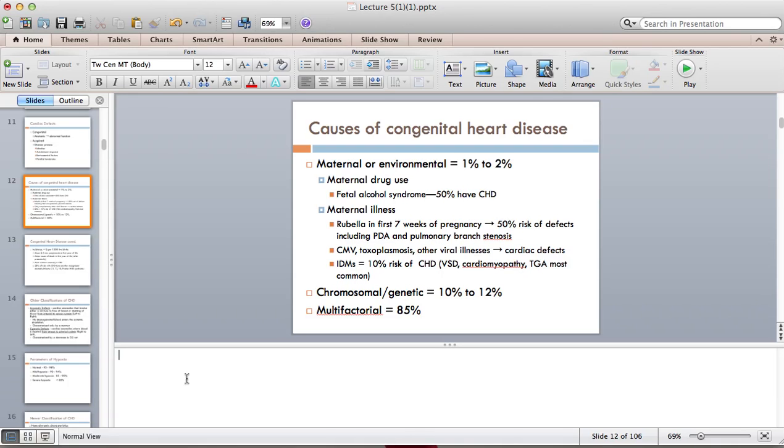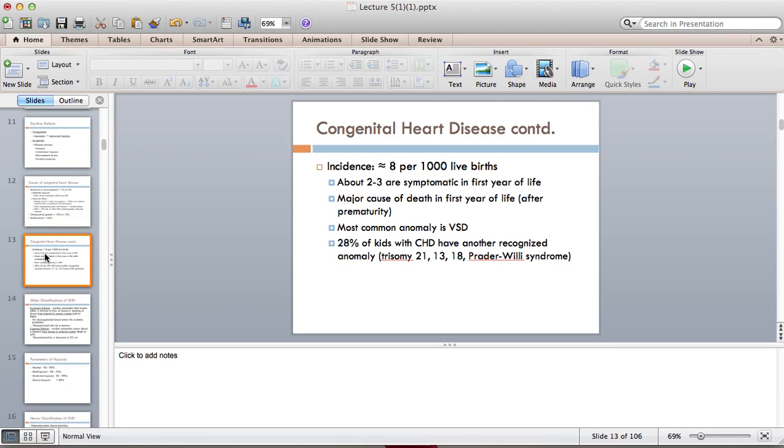Some of the other things will be maternal illnesses, which I just listed here, or chromosomal or genetic defects, which will account for 10 to 12% of it, and then other ones will be a combination of maternal, chromosomal, or any environmental condition, which is the big chunk of the cardiac problems that we see. Pretty common, about 8 per 1,000. And most of them will show symptoms in the first year of life.